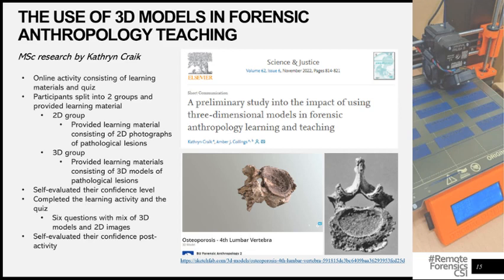And what these participants did was before they were given their quiz, they self-evaluated their confidence level in their learning materials. So after giving their learning materials, how confident did they feel that they understood what was being taught to them? And then they completed this learning activity and a quiz that basically evaluated how much they had learned. And they were given 6 questions, and those questions had 3D models and 2D images. So they were presented with questions with both formats of data. And then at the end, they self-evaluated their confidence in how they did in the activity.